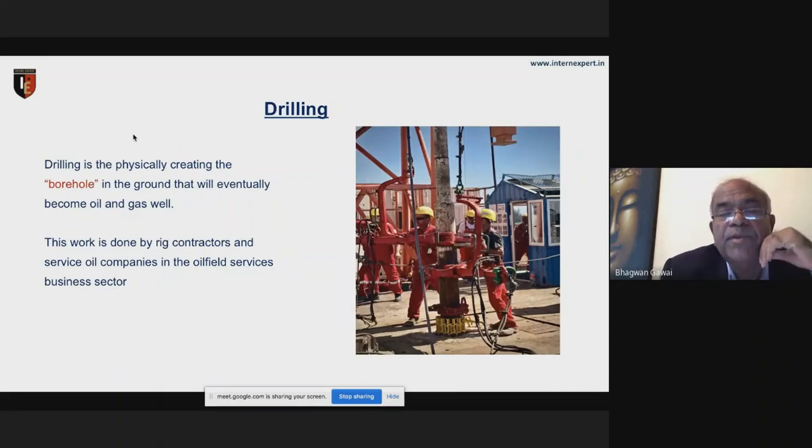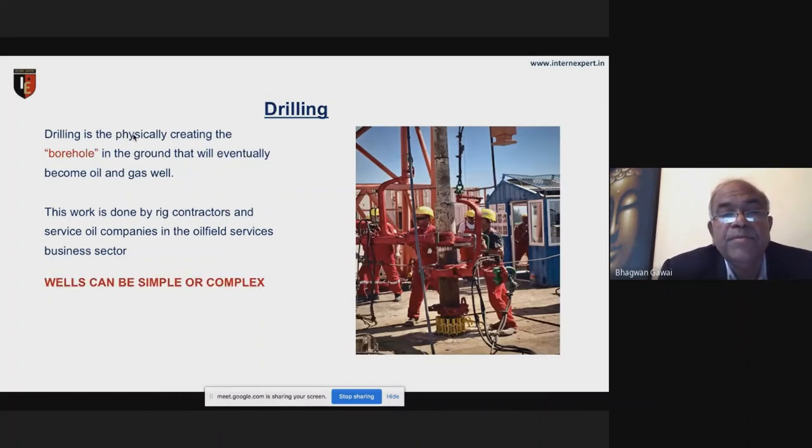Then you go to drilling. Once you finish the exploration, you go for drilling. Drilling is physically creating the boreholes in the ground. If you see in the picture, this is how the boreholes are made by the drilling operators at the ground. This work is done by the rig contractors. When I explained earlier what the scope is for a civil or mechanical engineer, this is where mechanical as well as civil engineers work, along with chemical and petroleum engineers. It's a combination of all the engineering streams working in these drilling operations. So we have scope here also. All engineering students have excellent scope in drilling operation as well as in the exploration stage.